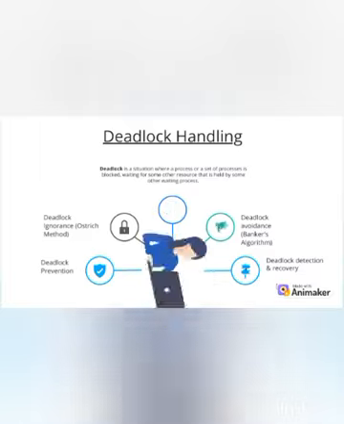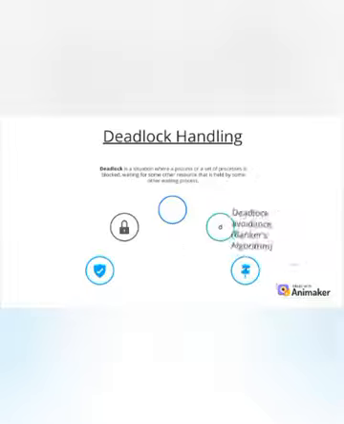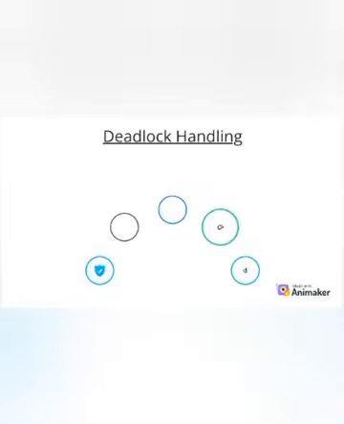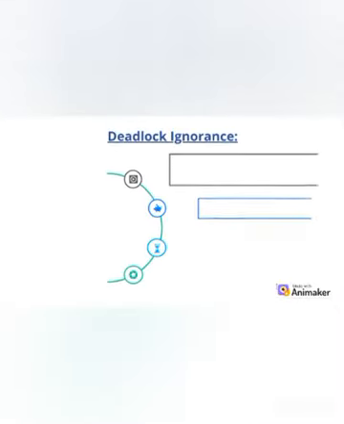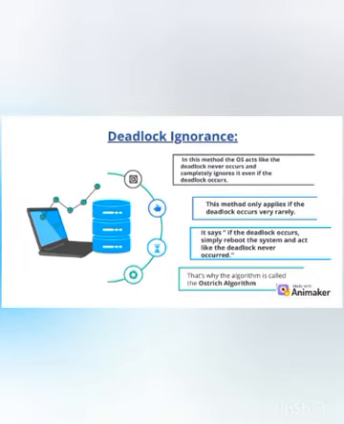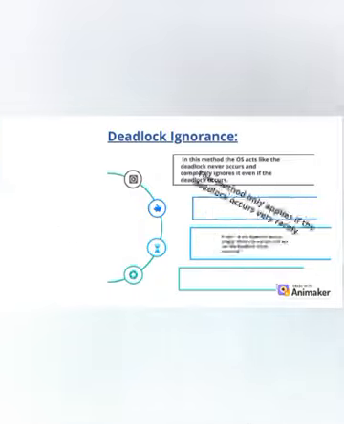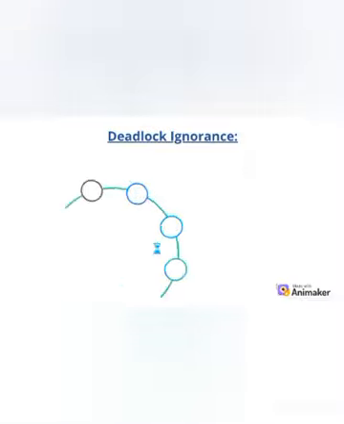Deadlock is a situation where a process or a set of processes is blocked, waiting for some resource that is held by some other waiting process. It is an undesirable state of the system. In the deadlock ignorance method, the operating system acts like deadlock never occurs or completely ignores it, even if deadlock occurs. The method only applies if deadlock occurs very rarely. The algorithm is very simple. It says if deadlock occurs, simply reboot the system and act like deadlock never occurred. That's why the algorithm is called the ostrich algorithm.